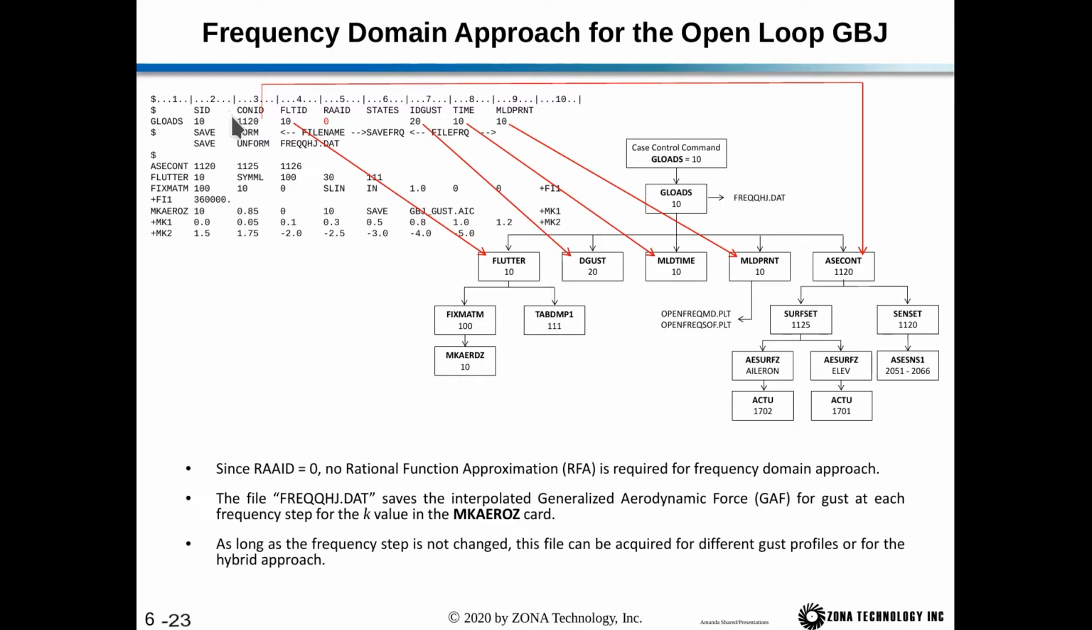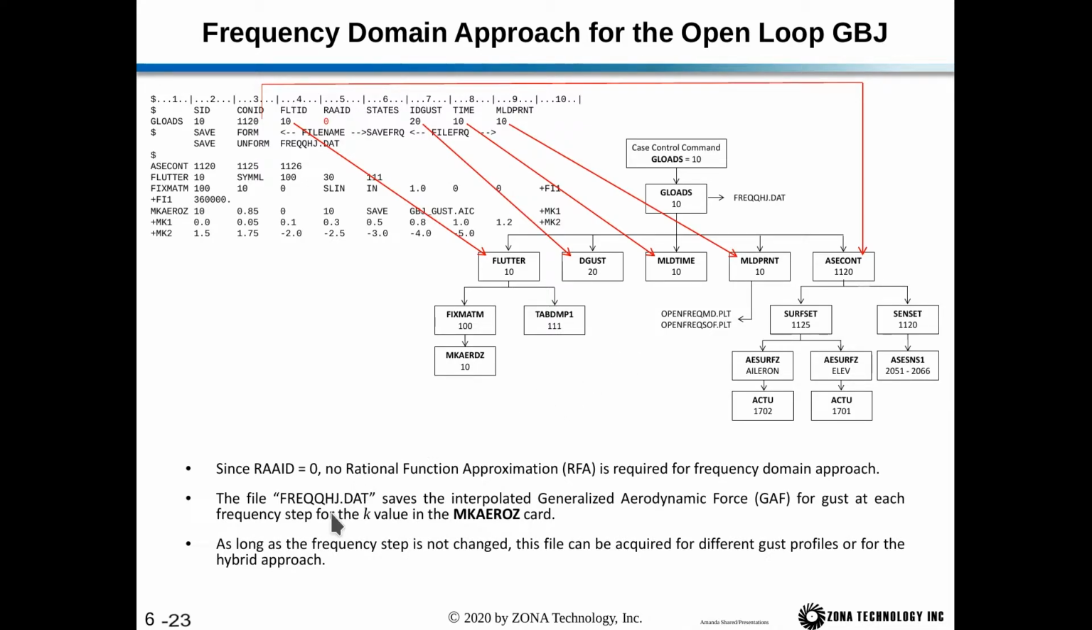Okay, moving on with the GLoads, the RAAID field is 0, which specifies the frequency domain approach. The states field is blank, so we're not converting any rigid body states to airframe states. The ID Gust refers to the dgust card with ID 20. The time refers to the MLD time card with ID 10, and MLD print refers to the MLD print card with ID 10. And actually, we have multiple MLD print cards, all with ID 10.